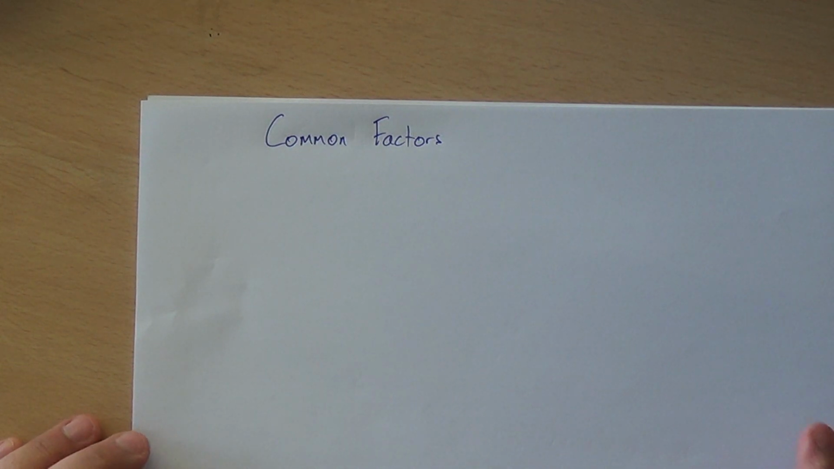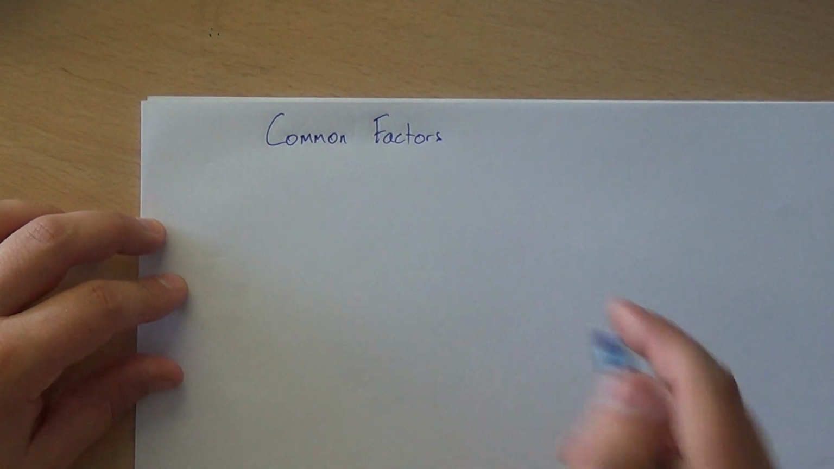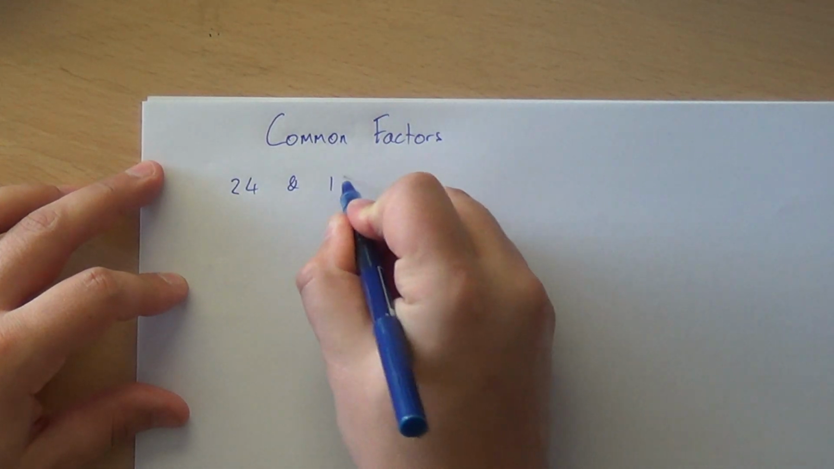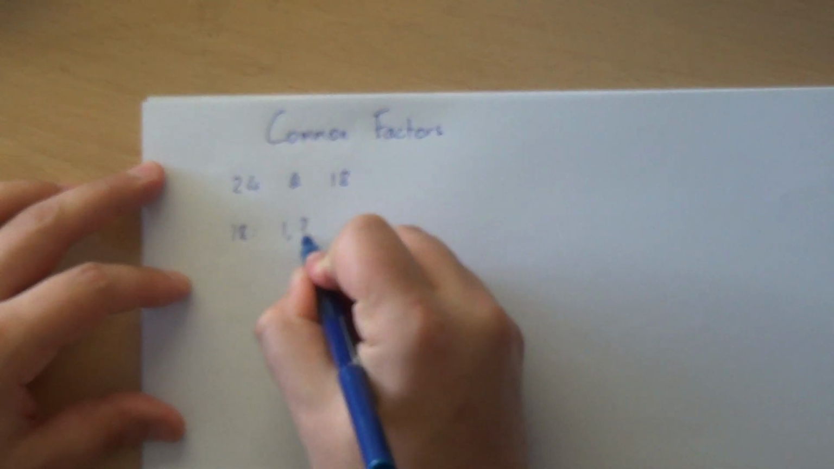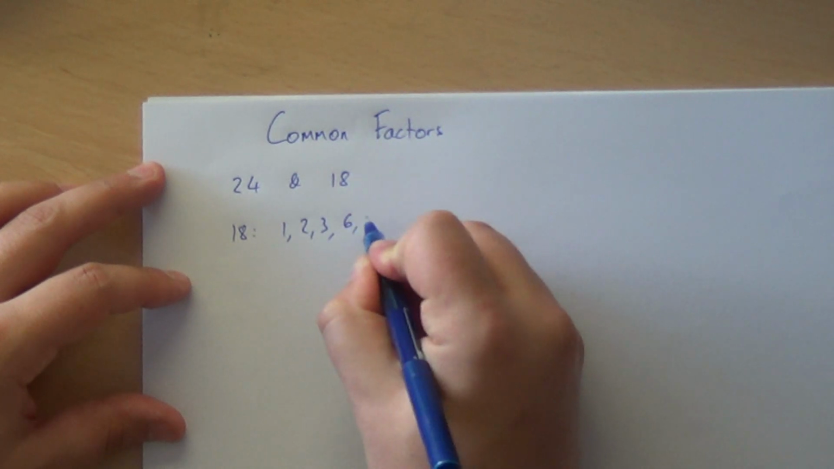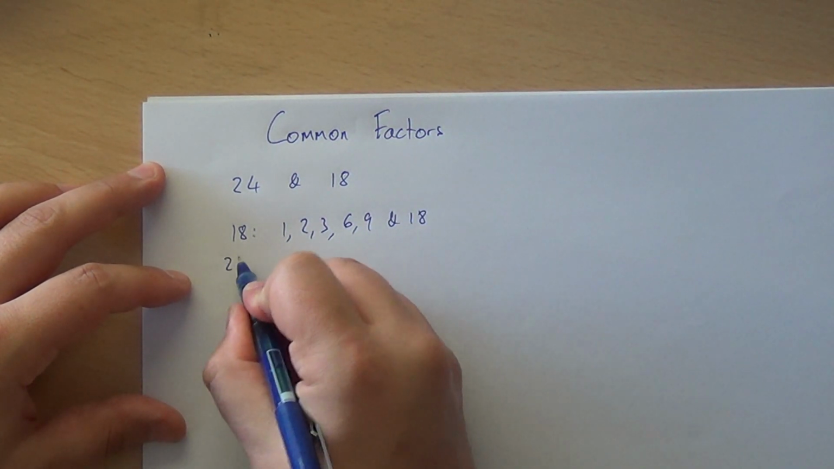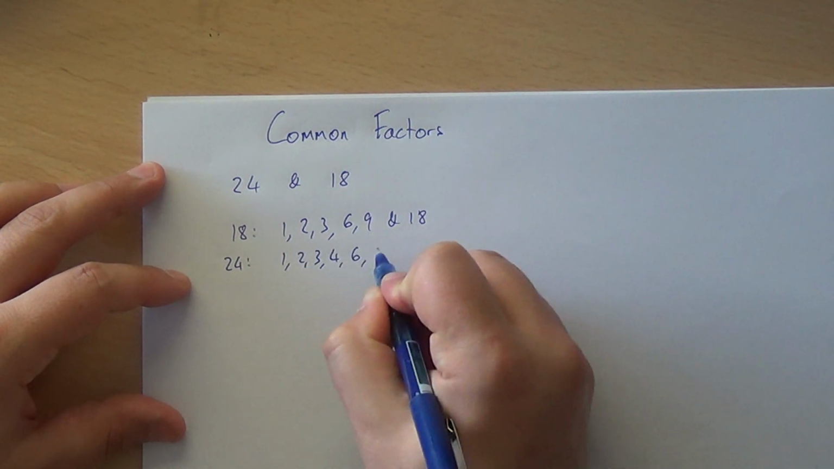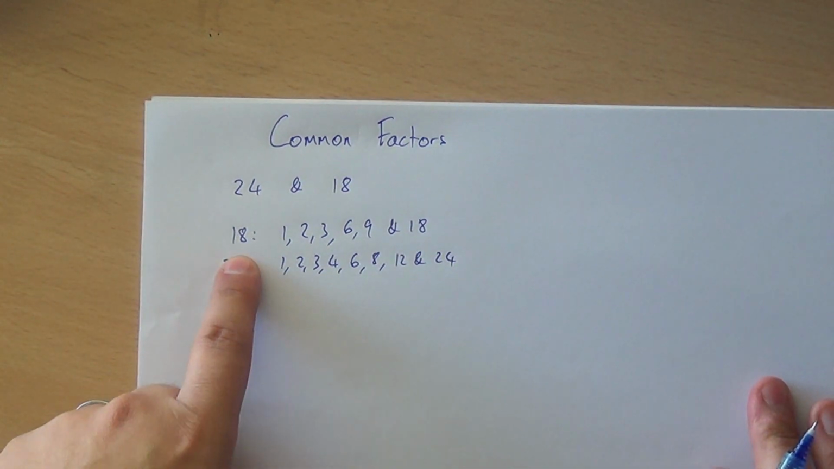Okay, having seen what factors are, we can now look at how common factors behave. So, what are the common factors of 24 and 18? Well, the factors of 18 we know are 1, 2, 3, 6, 9 and 18. And the factors of 24 are 1, 2, 3, 4, 6, 8, 12 and 24. So this is just listing out the factors.